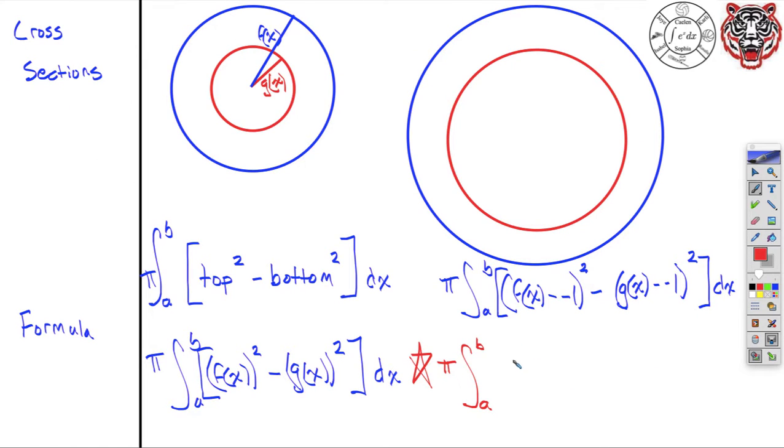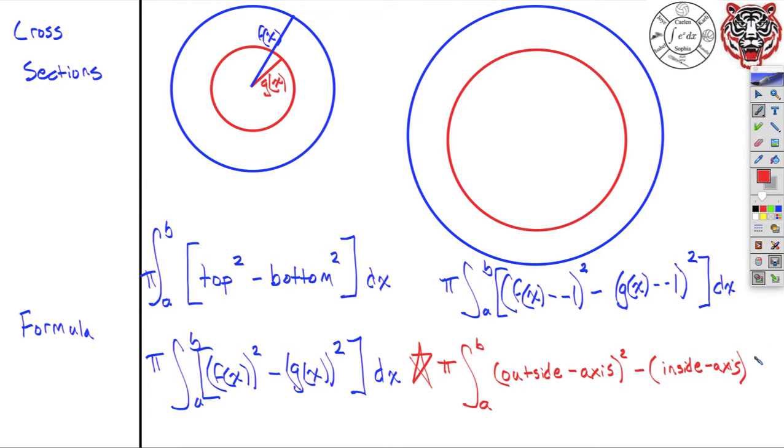Okay, so instead of saying just f of x and g of x, I'm going to say outside minus axis here. This is going to be the axis that you're revolving around. All of that squared, minus inside minus axis, squared. All of that needs to be multiplied by our thickness to get volume, dx. And we have our general formula.